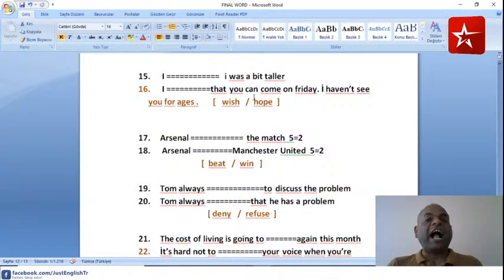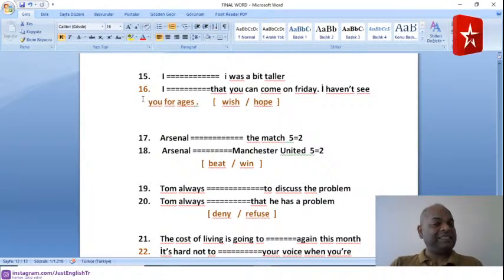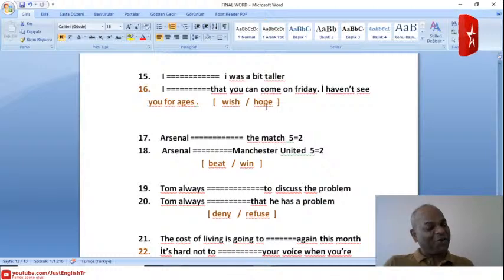I dash I was a bit taller. And number 16 says, I dash that you can come on Friday. I haven't seen you for ages. In brackets, you got wish and hope. Get me the right answer.